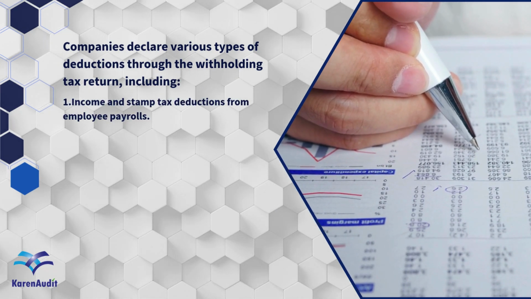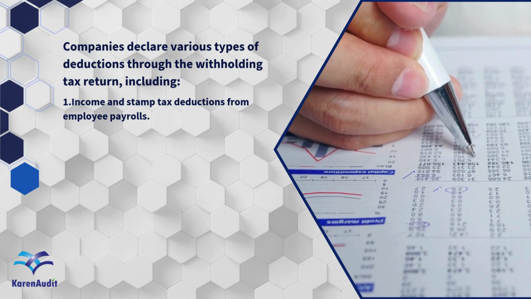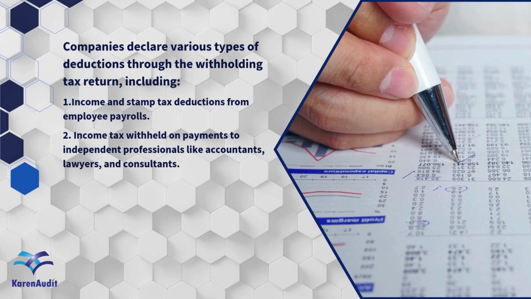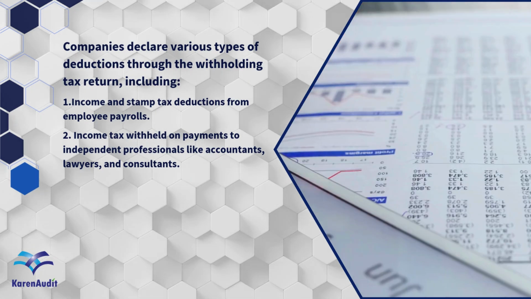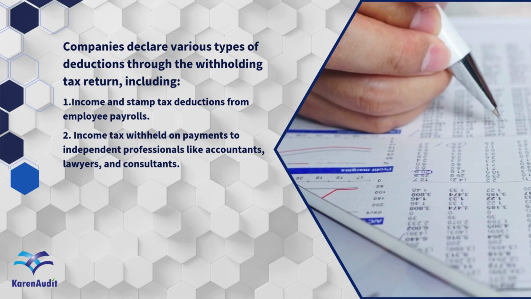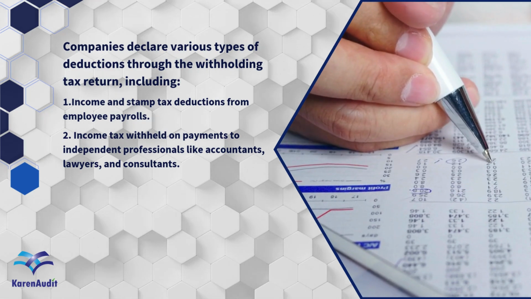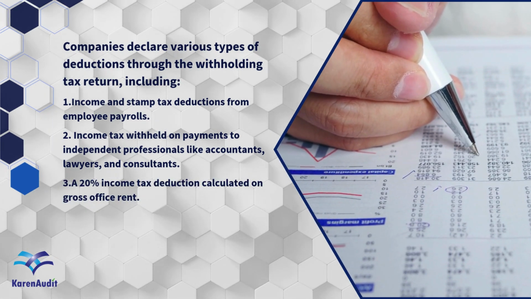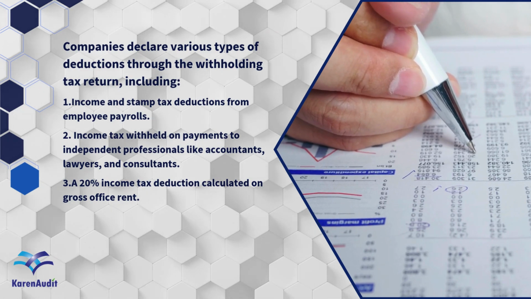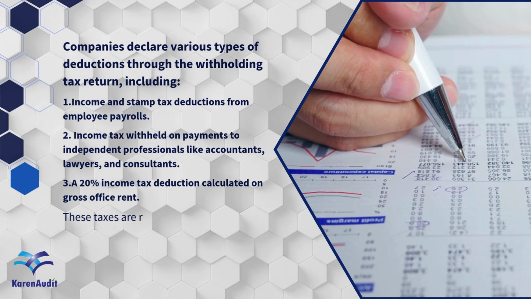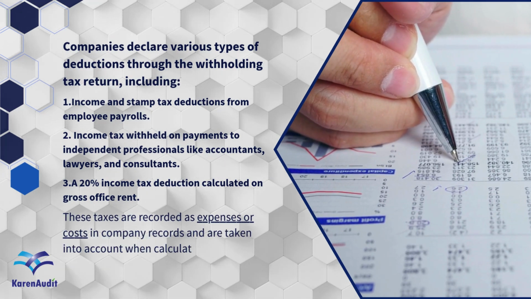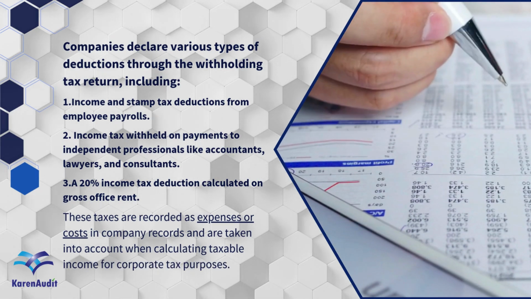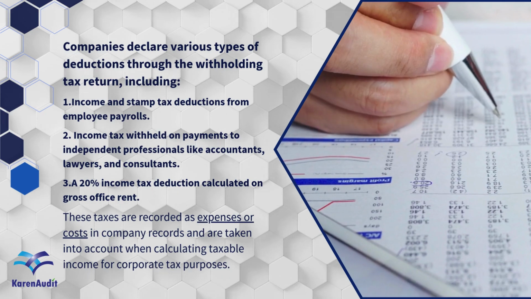1. Income and stamp tax deductions from employee payrolls. 2. Income tax withheld on payments to independent professionals like accountants, lawyers, consultants, etc. And 3. A 20% income tax deduction calculated on gross office rent. These taxes are recorded as expenses or costs in company records and are taken into account when calculating taxable income for corporate tax purposes.